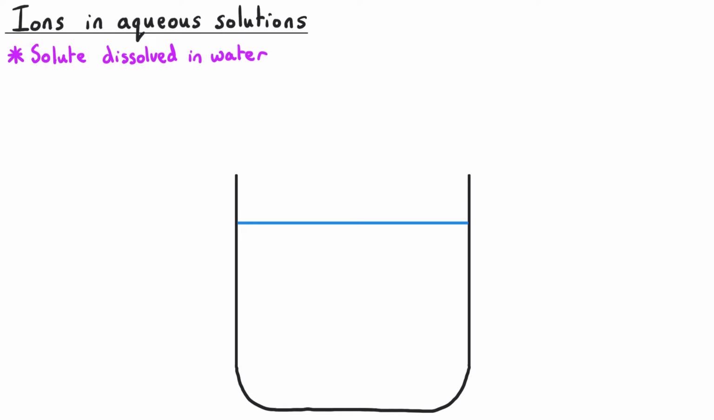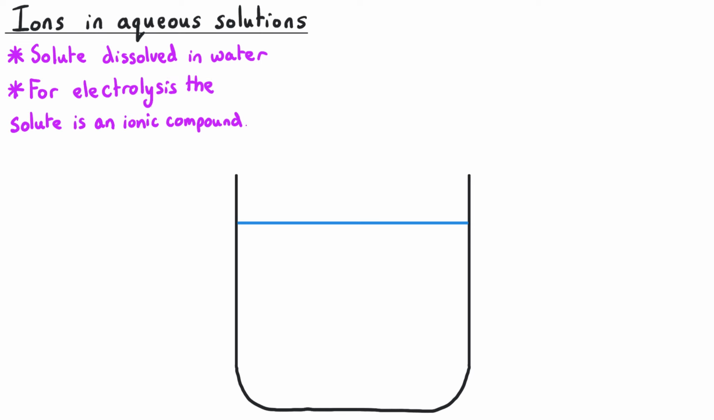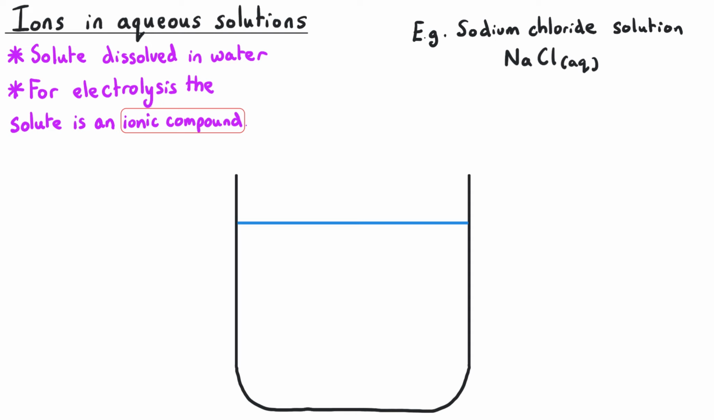An aqueous solution is formed when a solute dissolves in water. In electrolysis, the solute needs to be a soluble ionic compound, for instance, sodium chloride solution, which we might write NaCl with the (aq) state symbol after it, which means that it is aqueous. In a solid form, sodium chloride exists as a three-dimensional ionic lattice containing positive sodium and negative chloride ions. But once this substance has dissolved in water, we have separated sodium Na+ ions and negative chloride Cl- ions. And once the ionic compound has dissolved in water, these ions are free to move.